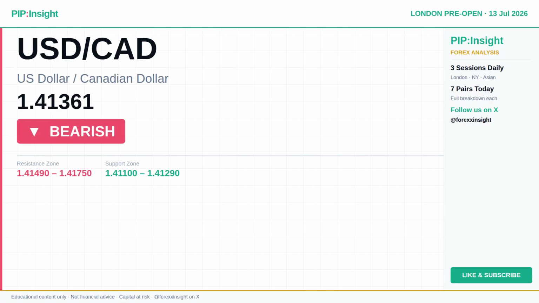Dollar Canada. The chart is showing bearish structure on this session. The 4-hour trend is to the downside and the 1 hour is also pointing lower. Resistance is marked between 1.4149 and 1.4175. Support is marked between 1.411 and 1.4129. Here is the full chart breakdown.